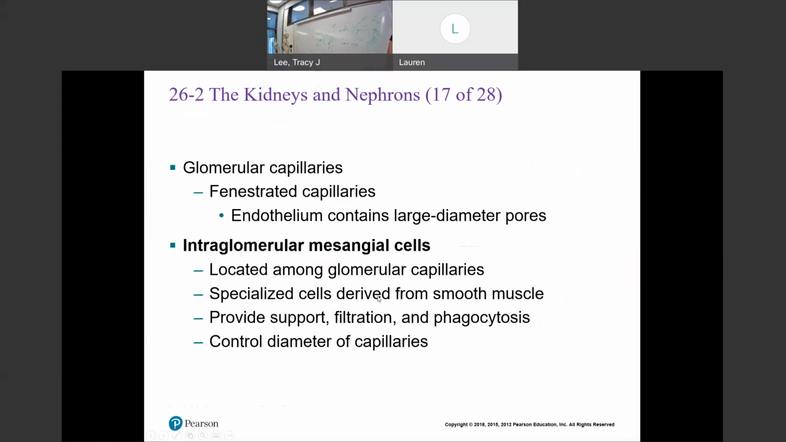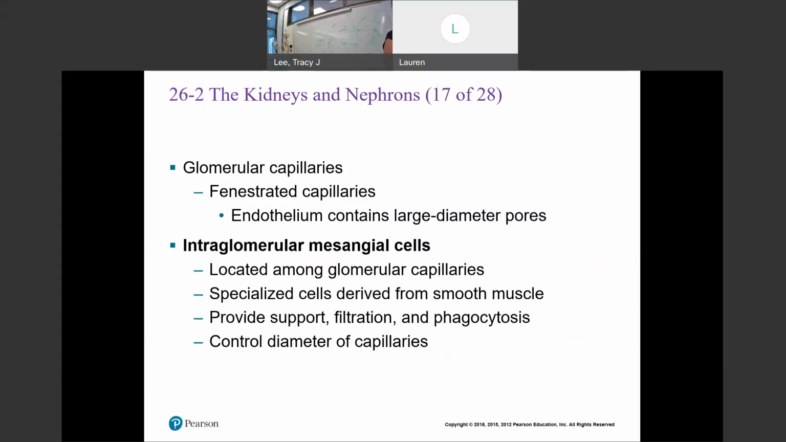All right, what do those mesangial cells do? And these are basically derived from smooth muscles. They're just kind of supporting filtration. They help to control the diameter of the capillaries. Controlling the diameter of my capillaries is going to help to control my hydrostatic pressure into my glomerulus. That makes sense, right?